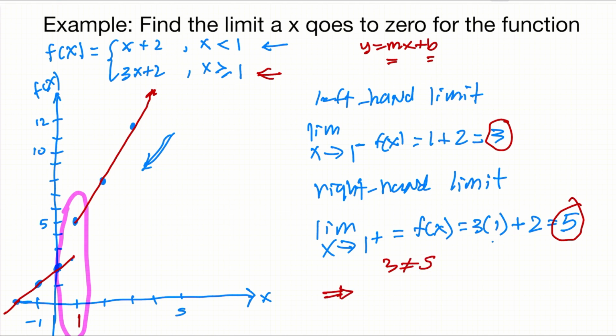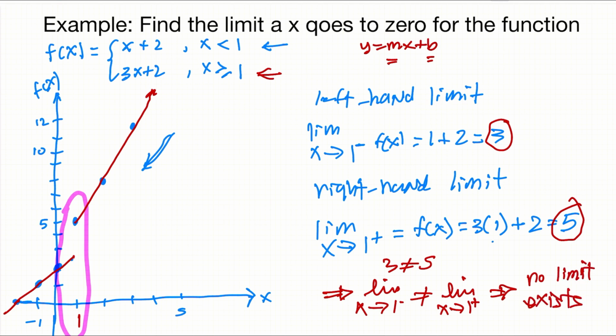So that implies, since the limit as x goes to 1 from the left does not equal the limit as x goes to 1 from the right, that no limit exists. It's just undefined. You've got a big jump discontinuity right there, and so it's just undefined.